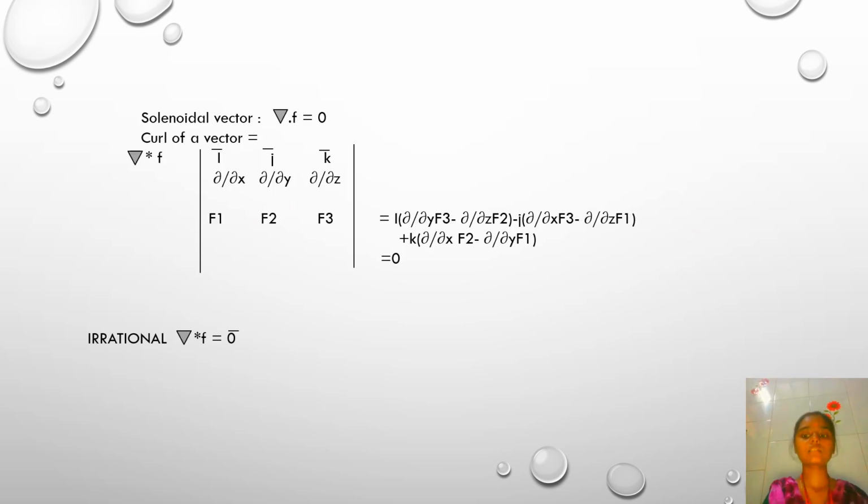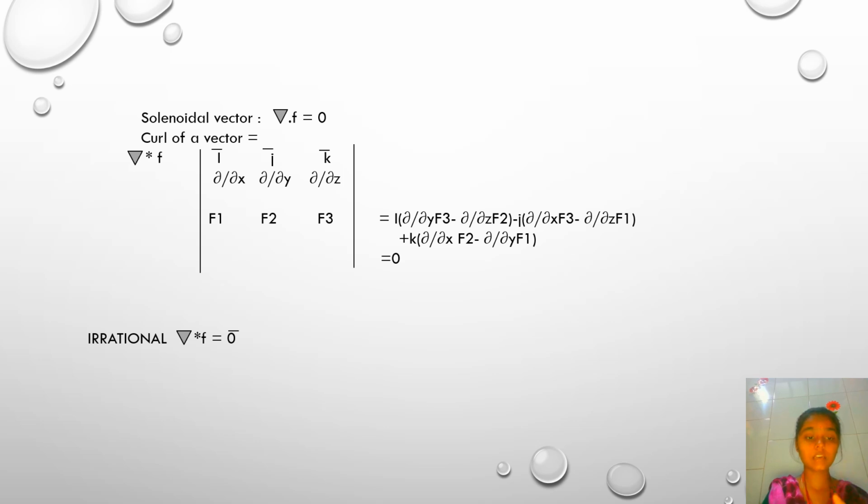This turns into r power minus 3 minus 3x squared r power minus 5, and summing, we get 3r power minus 3 minus 3r squared r power minus 5. What we get is 3r power minus 3 minus 3r power minus 3, which is 0. So what is a solenoidal vector? The del dot f bar equals 0. It is proved.